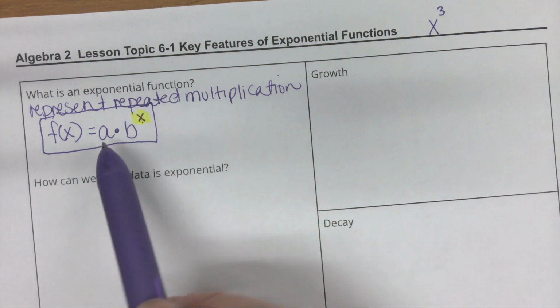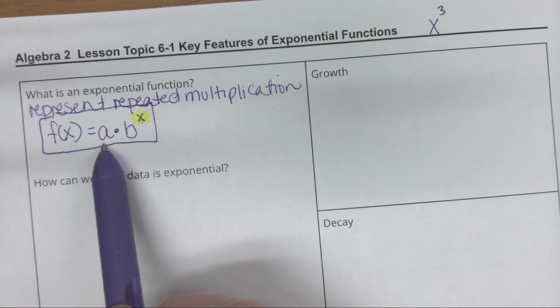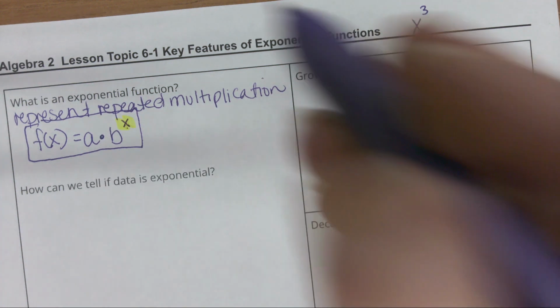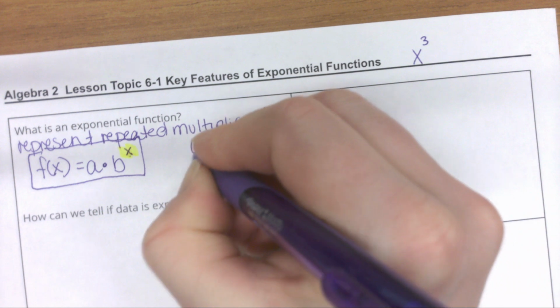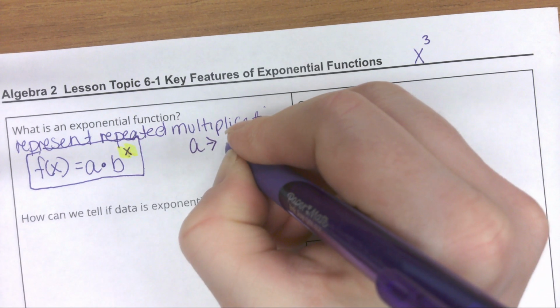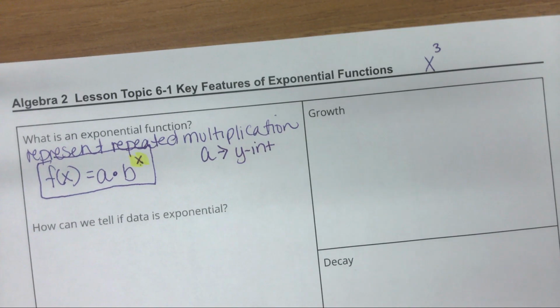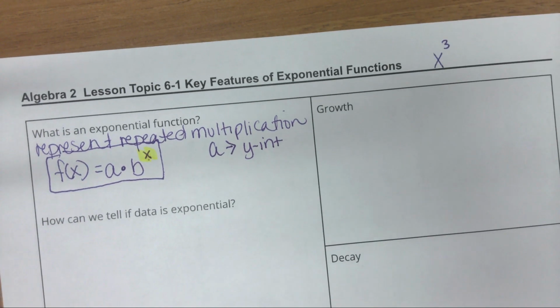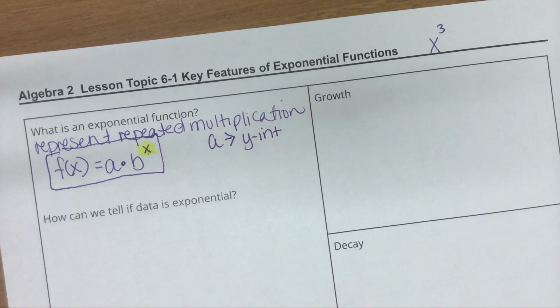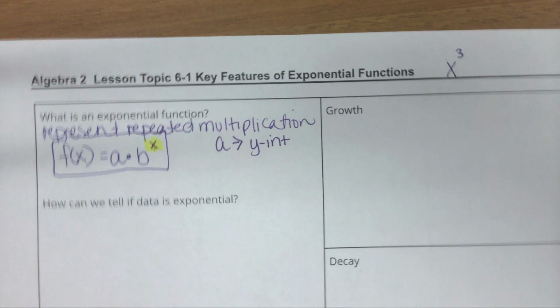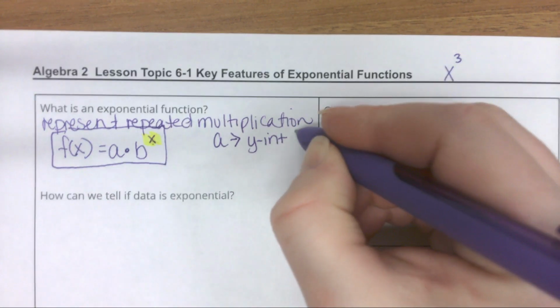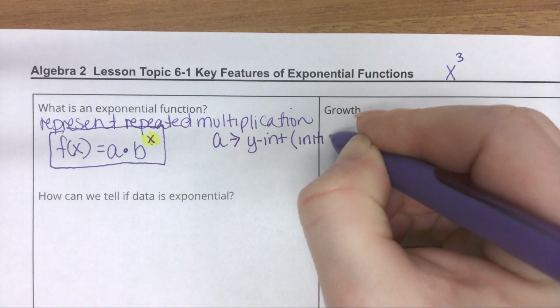Now, sometimes you're not going to see a value right here. Sometimes there's not going to be a number there, and then we're going to write a 1 there. So a in this case is going to represent the y-intercept. When we start talking about modeling this, like tomorrow, it's also considered the initial value or starting value.